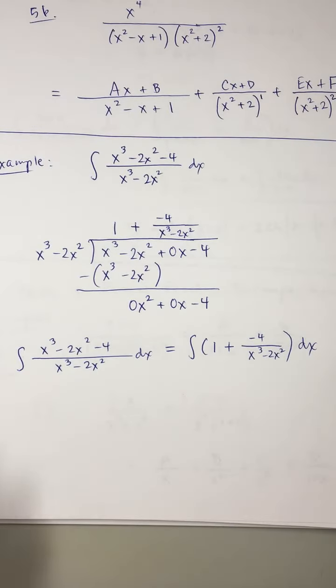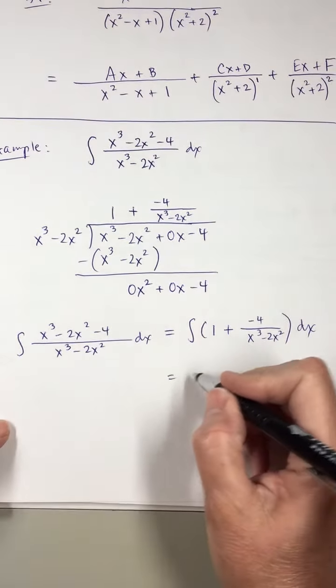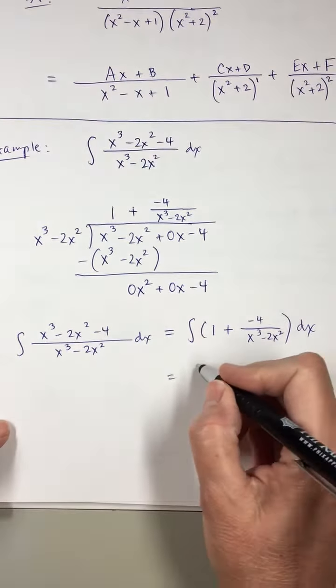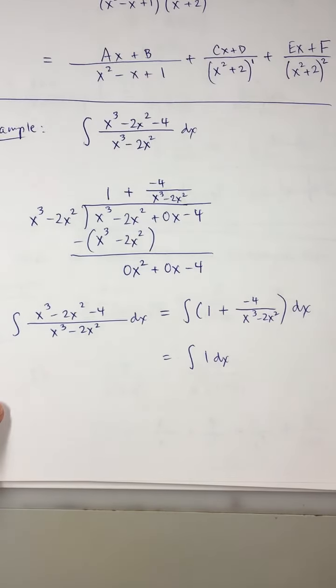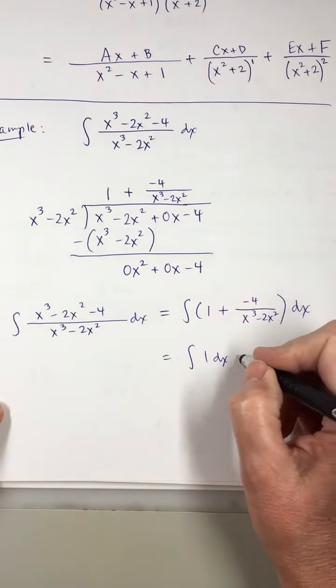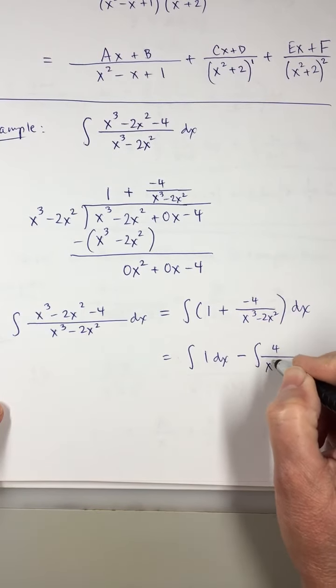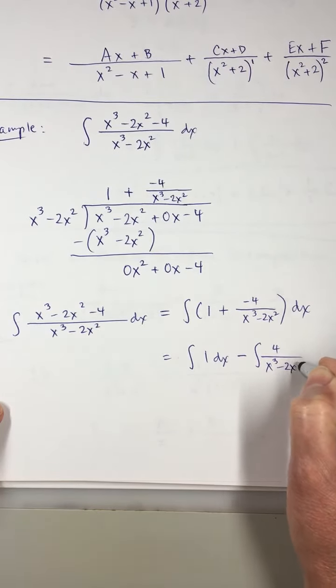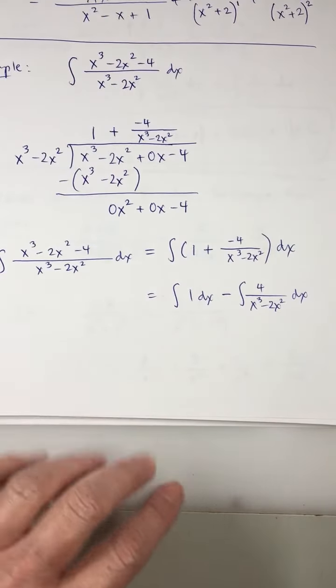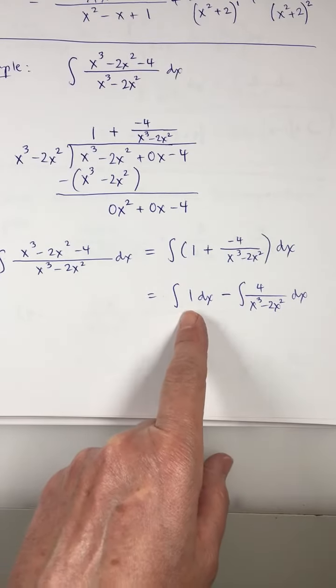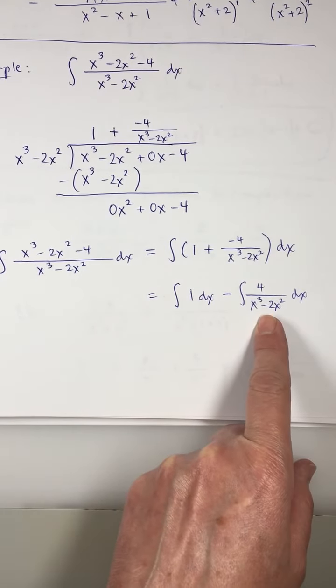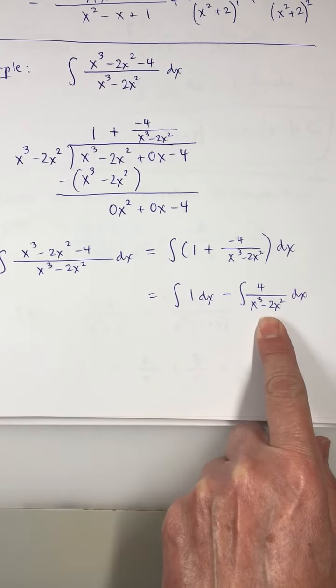This is two separate integrals. This will be the integral of 1 dx, that's easy. Now I wrote minus the 4 in the top, but you can write minus the integral of 4 over x cubed minus 2x squared dx. Now, this is the partial fraction decomposition.